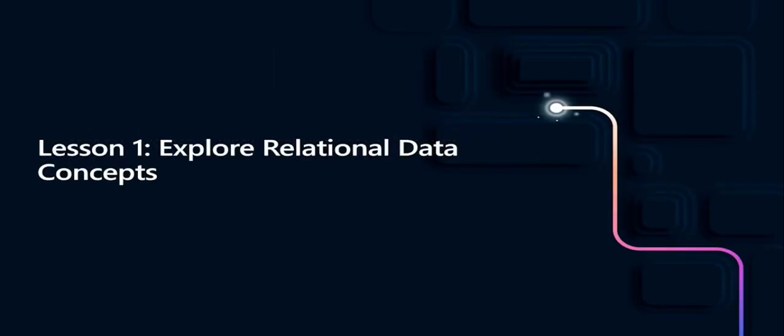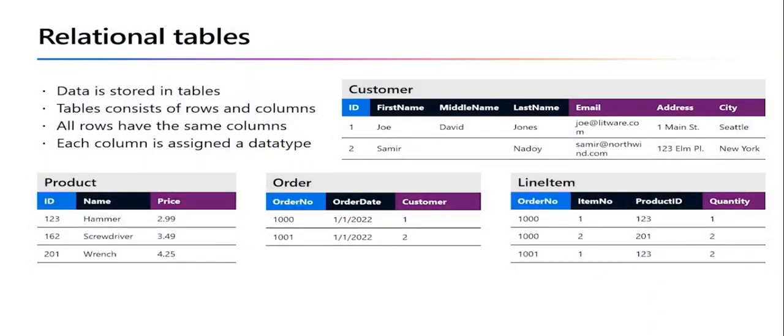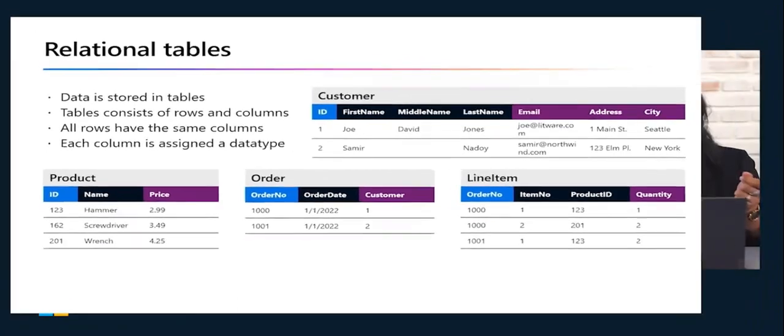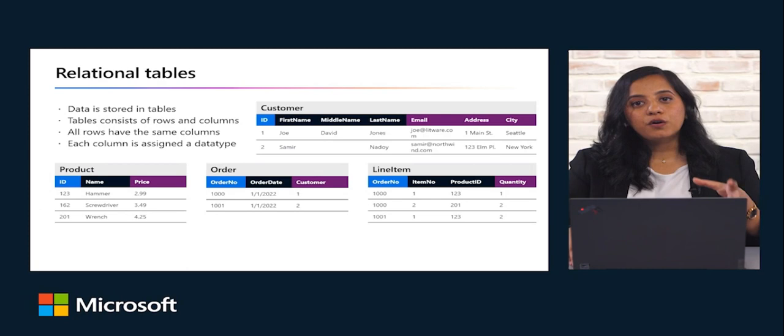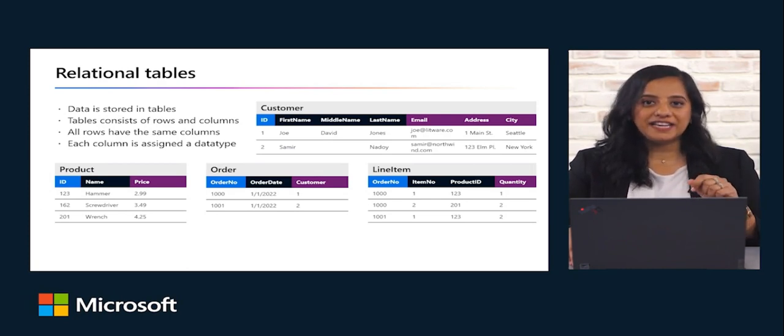Let's begin with our first lesson, to explore relational data concepts, with some characteristics of relational data. In a relational database, your model contains collections of entities from the real world as tables, where an entity is any important object or event that you want to record. For example, in a retail system, the tables of customers, products, orders, and line items are all entities. A table contains rows, and each row represents a single instance of an entity.